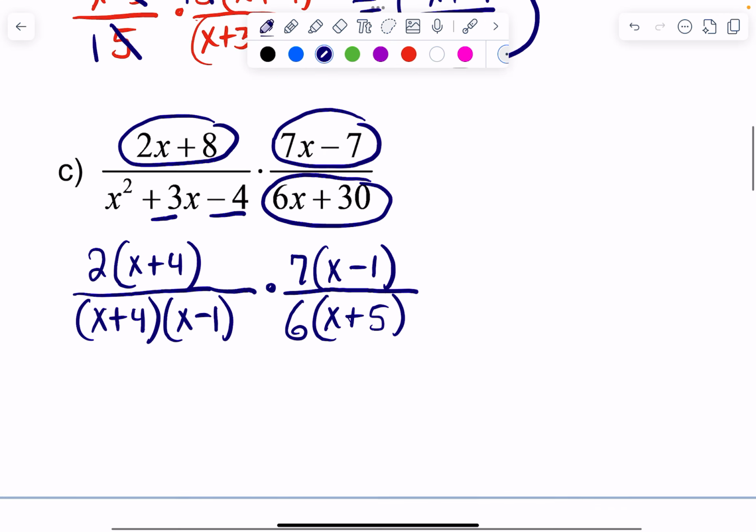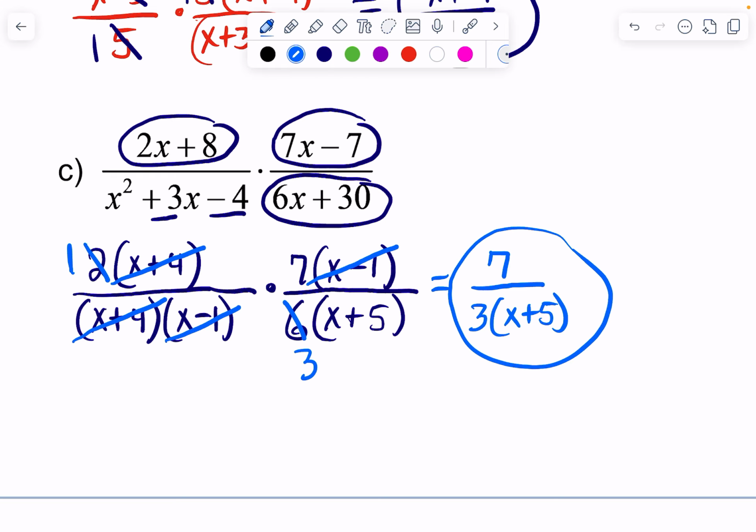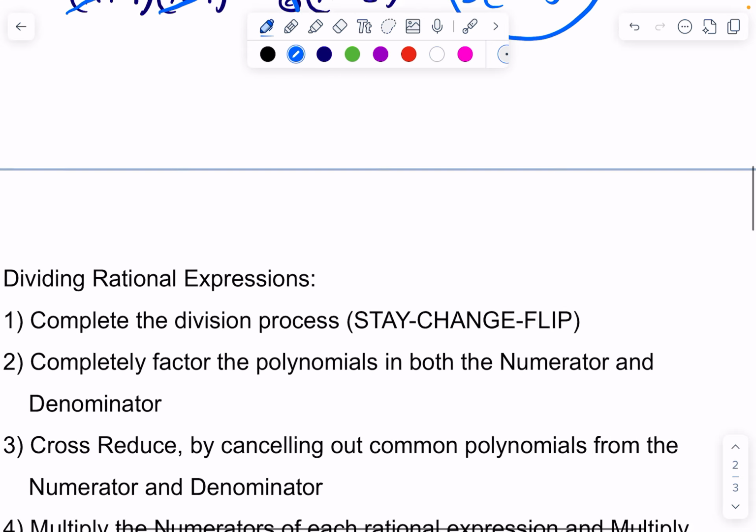Now I'm going to cross-reduce. So 2 goes into 2 one time, 2 goes into 6 3 times. x plus 4 in the numerator and x plus 4 in the denominator can cancel. x minus 1 in the denominator can cancel out with the x minus 1 in the numerator, and I will be left with 7 over 3 times x plus 5. Excellent. All right, let's move on.